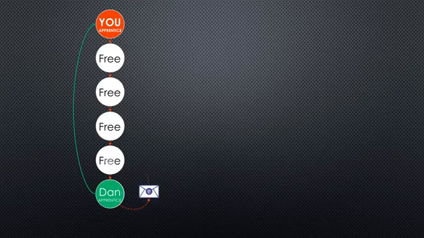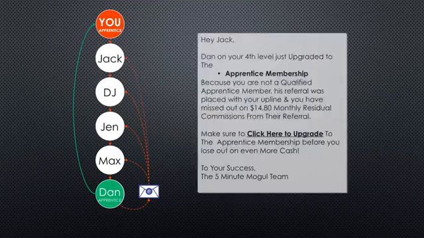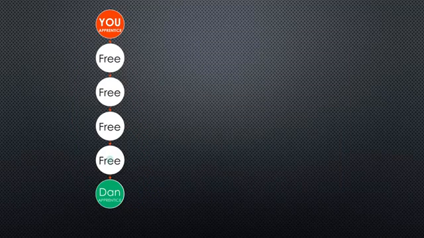What happens is they get an email that gets automatically generated and sent to all of the people in that line that says, hey, so-and-so, Dan on this level, just upgraded to apprentice. Unfortunately, you missed out on the commission, the residuals that come from it. Make sure to click here to upgrade and watch the video just like you're watching right now. And this video will sell them on upgrading.